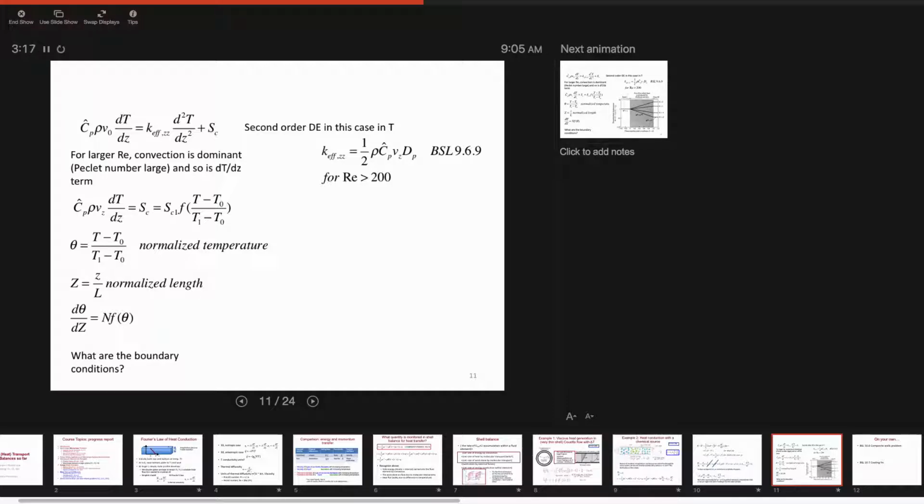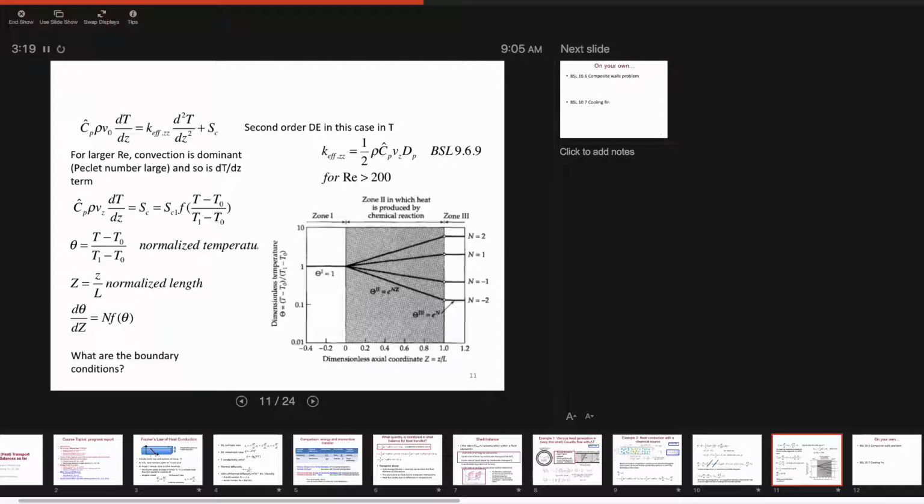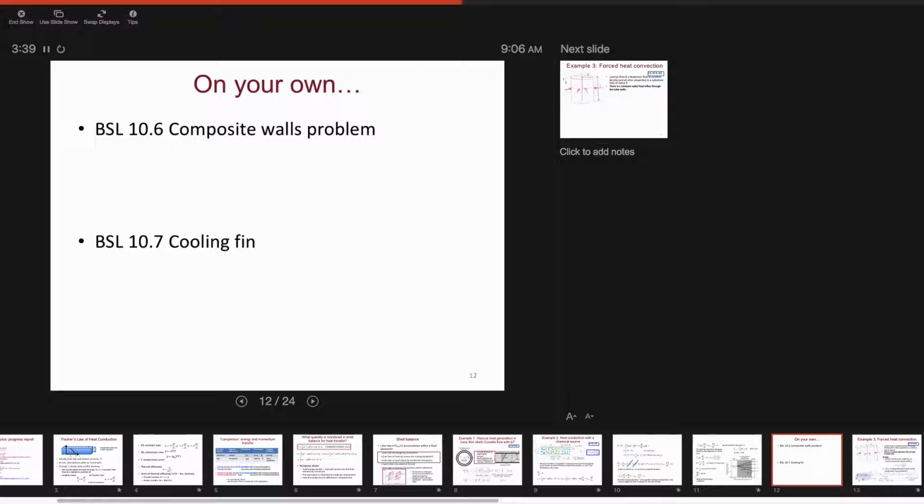Okay. Now, once one would actually solve this for theta that is just linear, okay, f of theta just being theta, then you would get something like this. So in terms of normalized temperature, and for different N terms, you would get a different end zone temperature. Okay. All right.